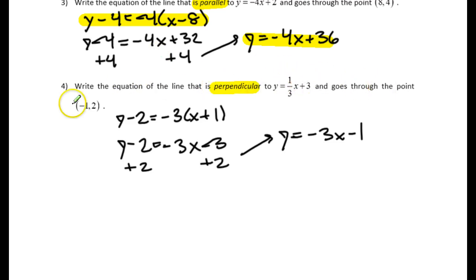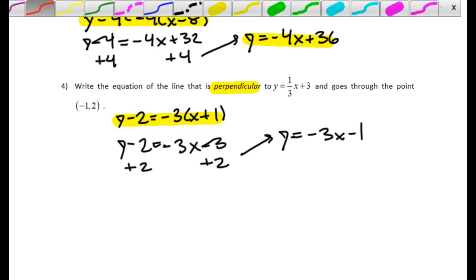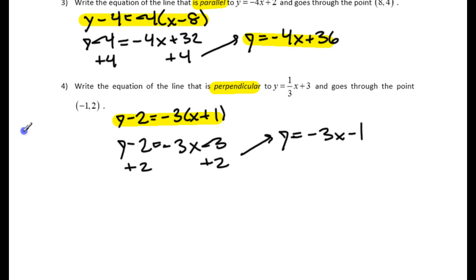Alright, the last one: write an equation of the line that is perpendicular to y equals 1/3 x plus 3 and goes through the point (-1, 2). So here's my point-slope form. Now once again, here's the most important part. My slope right now is 1/3. Perpendicular is not the same, it's the opposite reciprocal. So if I take this positive 1/3, my new slope is a negative. If I flip it, it's 3/1.